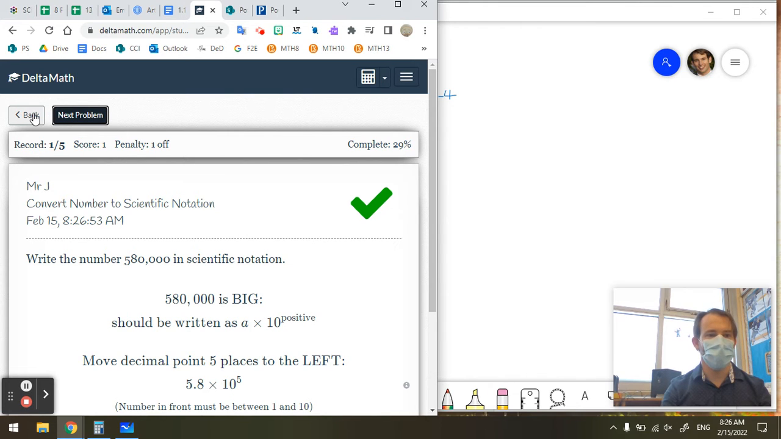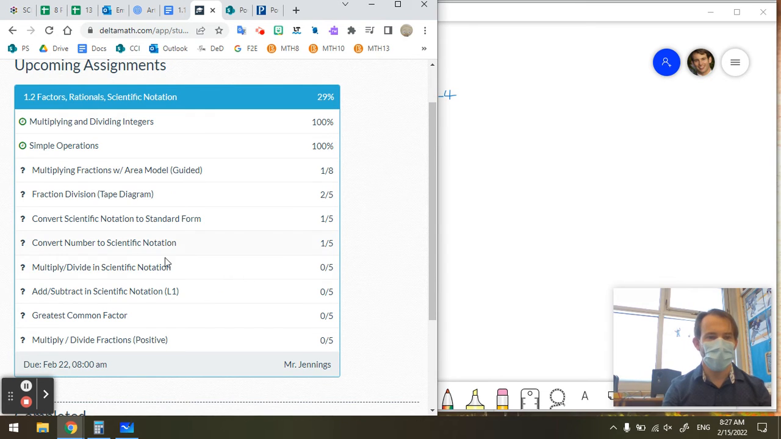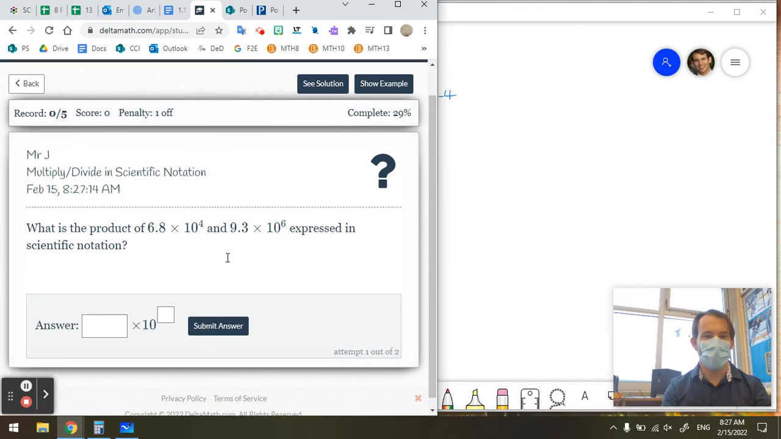So get some practice converting numbers to scientific notation. Yeah, 580,000 is big. And so we should write it as a times 10 to some positive exponent. Okay, and then multiply and divide in scientific notation. So this is something we started looking at yesterday, and I'll let you explore this and try it out today.